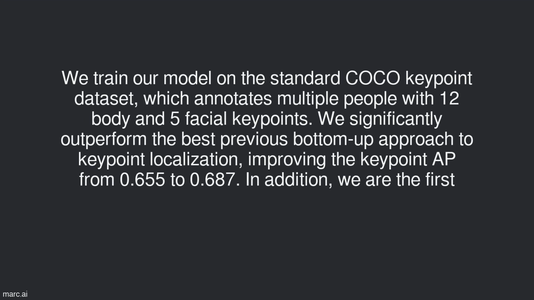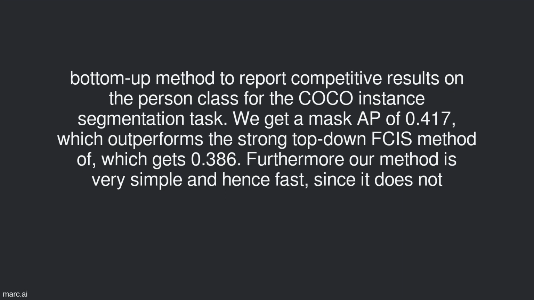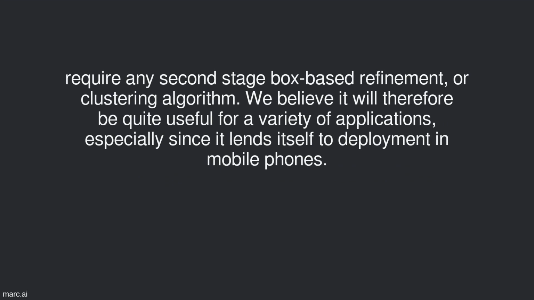We train our model on the standard COCO keypoint dataset, which annotates multiple people with 12 body and 5 facial keypoints. We significantly outperform the best previous bottom-up approach to keypoint localization, improving the keypoint AP from 0.655 to 0.687. In addition, we are the first bottom-up method to report competitive results on the person class for the COCO instance segmentation task. We get a mask AP of 0.417, which outperforms the strong top-down FCIS method, which gets 0.386. Furthermore, our method is very simple and hence fast, since it does not require any second-stage box-based refinement, or clustering algorithm.